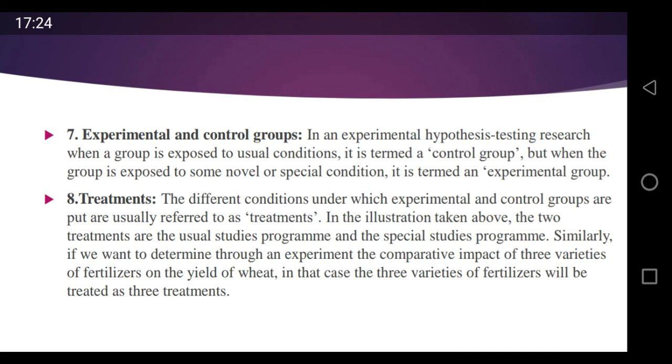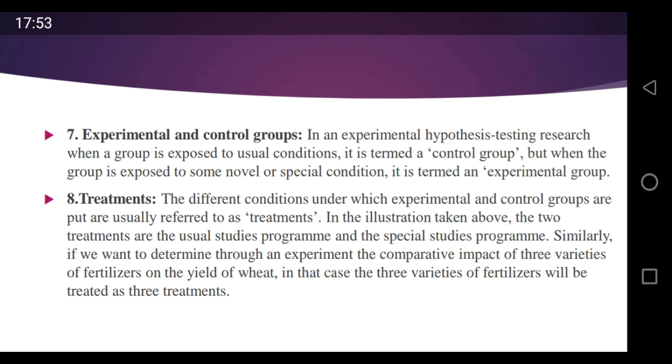I hope you are clear. In experimental hypothesis testing research, when a particular group is exposed to the usual conditions, it is termed the control group. But when the group is exposed to some novel or special condition, it is termed an experimental group. Now, treatments.